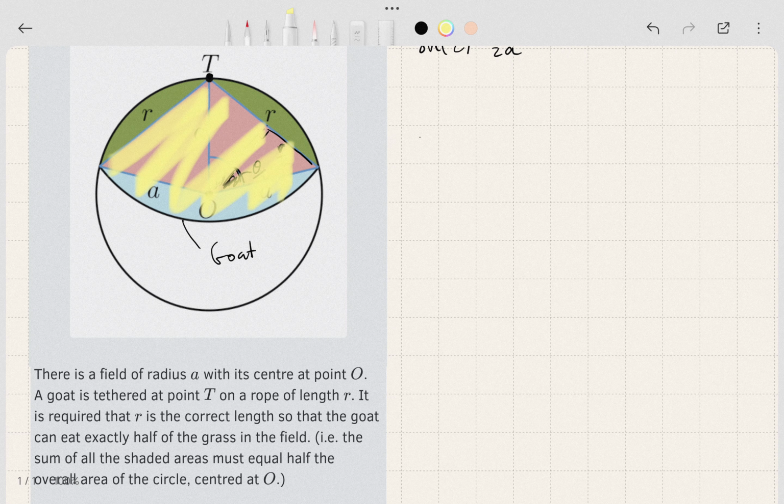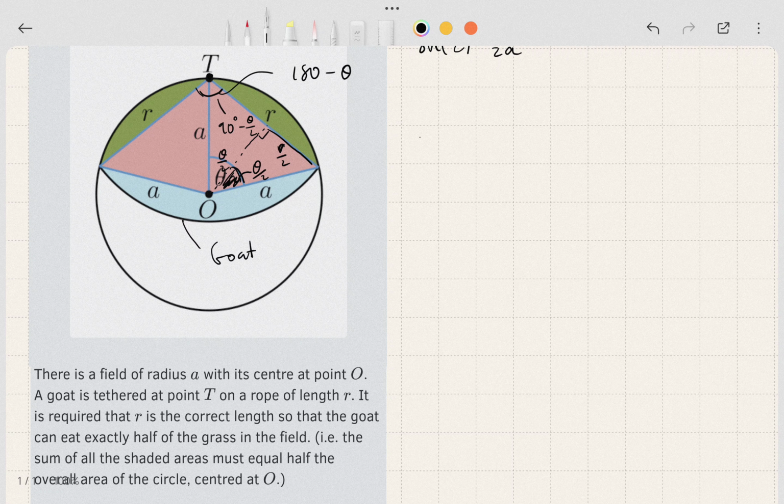To find that, we need to find the angle here. That's very important. We know that this is theta over 2. This angle must be 90 degrees minus theta over 2. And so the angle in total would have to be 2 times 90 degrees minus theta over 2, which is 180 degrees minus theta. So that is the angle here.